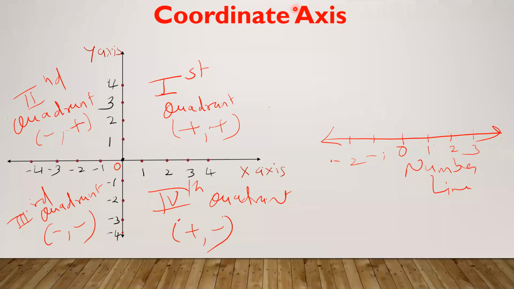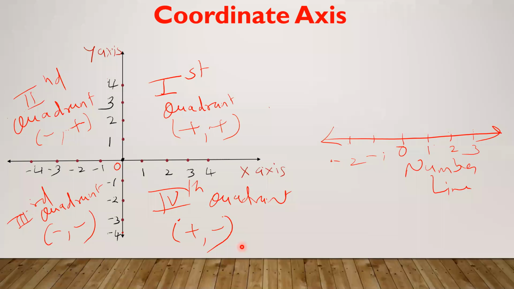Now these two lines divide the entire plane into four parts. This is my plane. Plane means any surface is called a plane. So this is the screen of my laptop. I can call it a plane. Now these two lines are dividing this entire plane into four parts. This is the first part, from here to here. It is called the first quadrant. This part is called the second quadrant. This is called the third quadrant, and this is called the fourth quadrant. So x-axis and y-axis divide the entire plane into four parts, which are called quadrants.